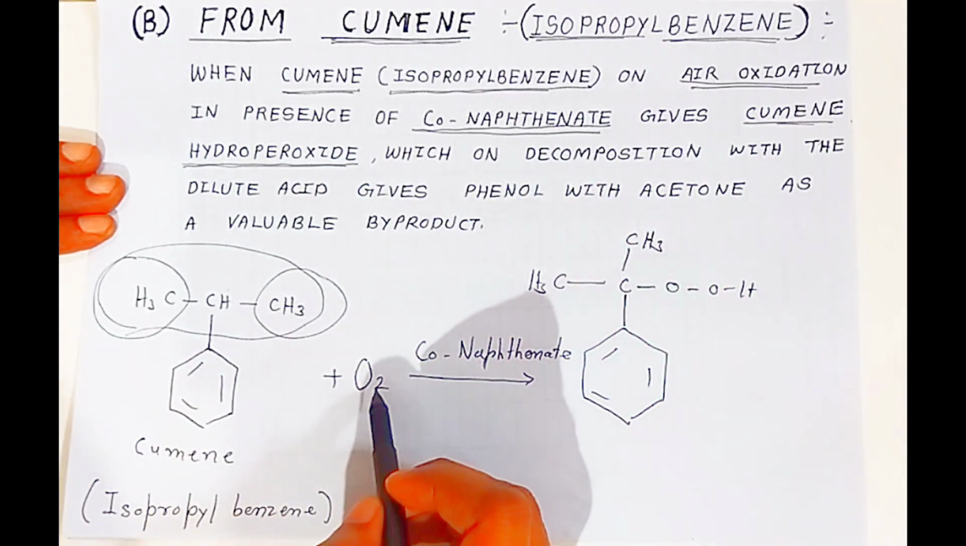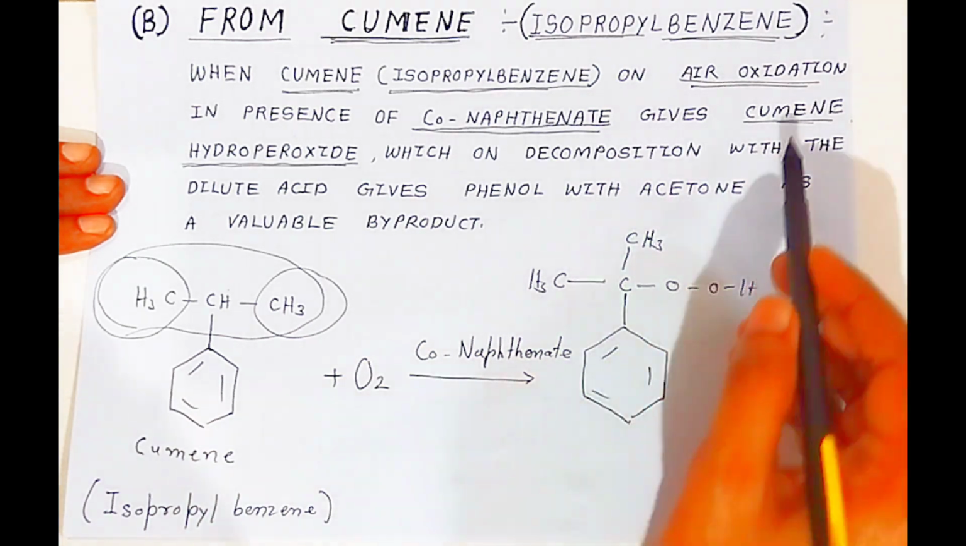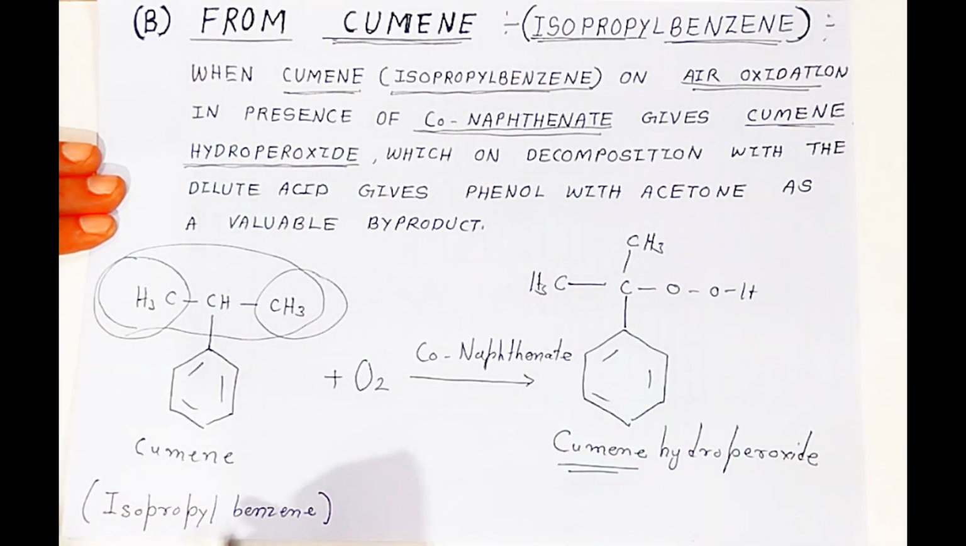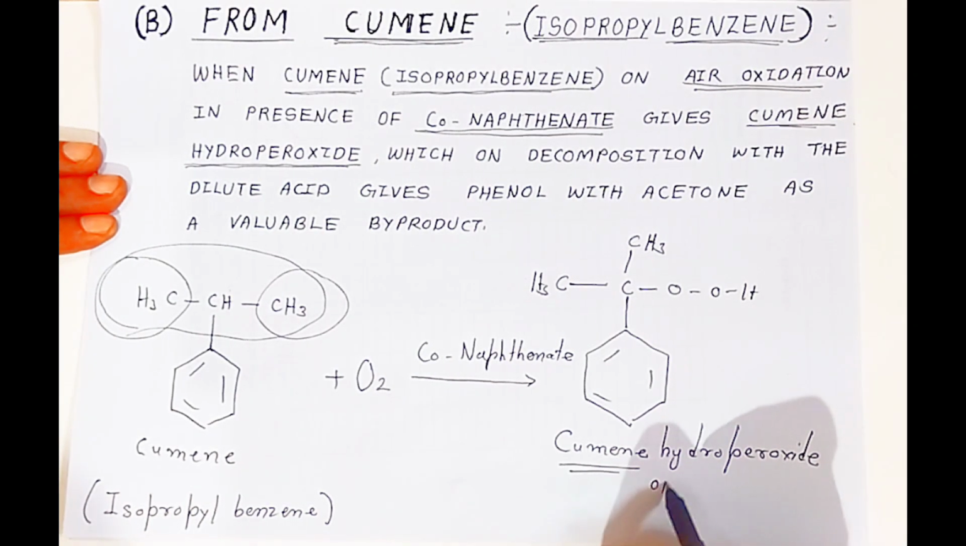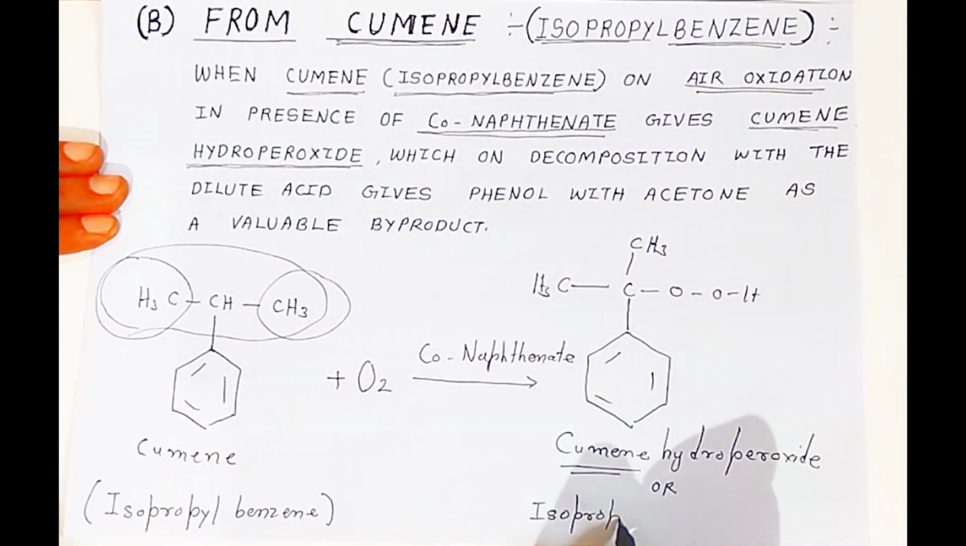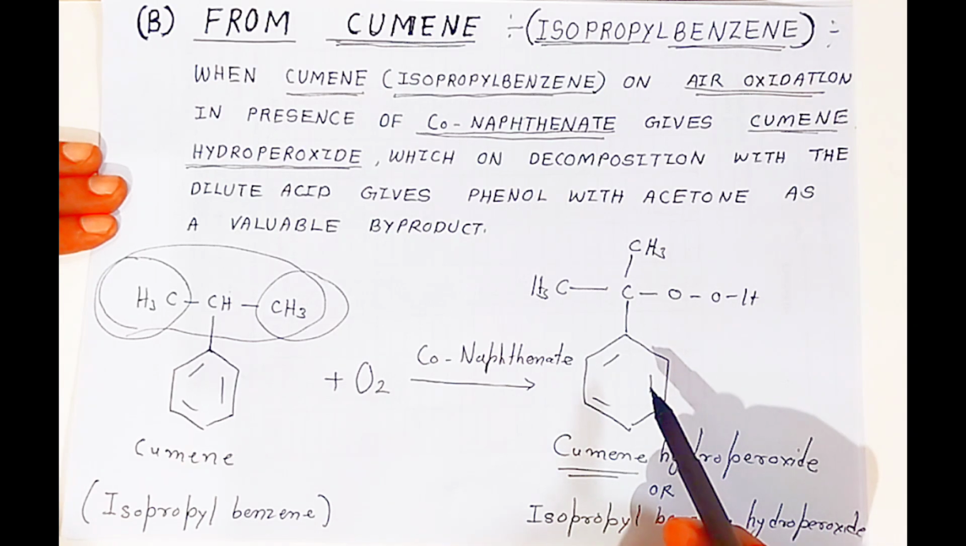So there is an oxidation. In oxidation, students, this oxygen will be added to the cumene and it will form cumene hydroperoxide. Cumene is nothing but isopropyl benzene and hydroperoxide. So you can also write, students.